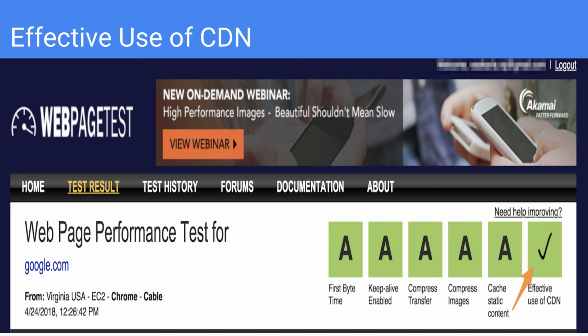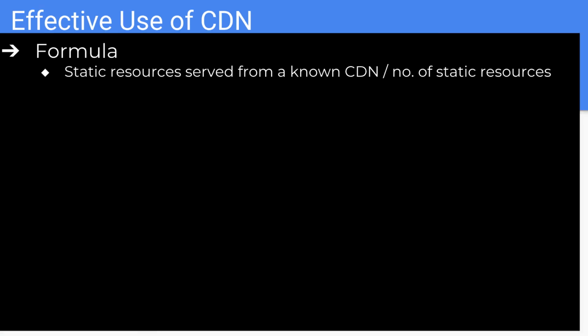The formula is straightforward. The grading is calculated by the number of static resources served from a known CDN divided by the number of static resources altogether. WebPageTest keeps a log of known CDN providers. Each static resource is checked to see if its host server is one of such providers. The more resources served from a CDN, the better the value. This grade is unique. The passing grade for using a CDN effectively is to have at least 80% of static resources served from a CDN.